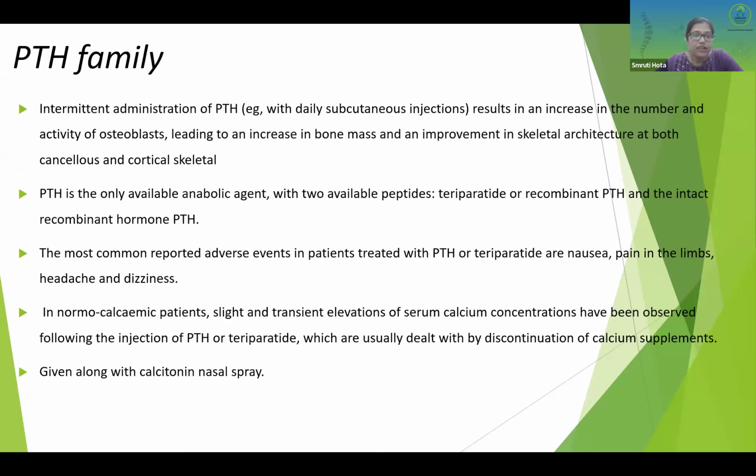Then coming to the parathyroid family, intermittent administration of parathyroid hormone, usually given daily by the subcutaneous route, stimulates and increases both the number and activity of osteoblasts. This anabolic effect leads to increased bone mass and improvement in the microarchitecture of both cancellous and cortical bone, which is crucial for overall skeletal health. Currently, parathyroid hormone is the only anabolic agent available for osteoporosis. For example, teriparatide, the intact recombinant parathyroid hormone.